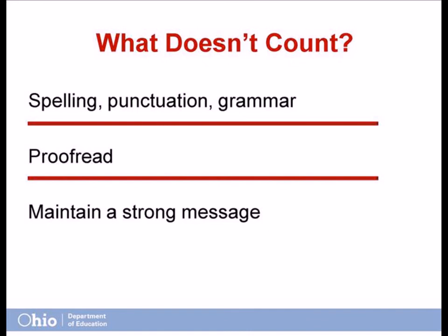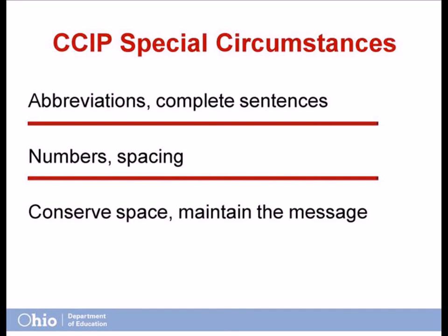Now that we have reviewed the use of the rubric for scoring and coaching, let's take a look at what doesn't count when scoring the SIG grant. It is generally accepted practice to ensure that written material is error-free. For the purpose of the SIG grant, errors in spelling, grammar, and punctuation do not result in a loss of points. Since these errors can sometimes weaken the message you are trying to convey, proofreading is still a good idea.